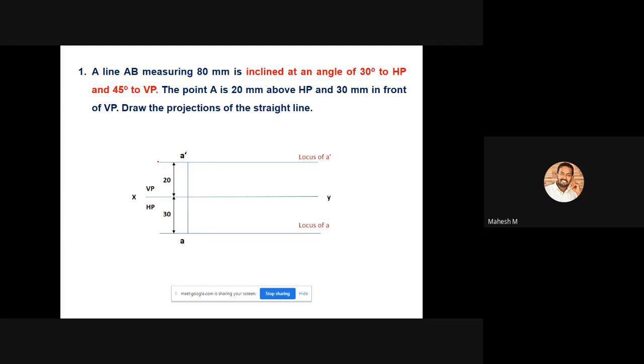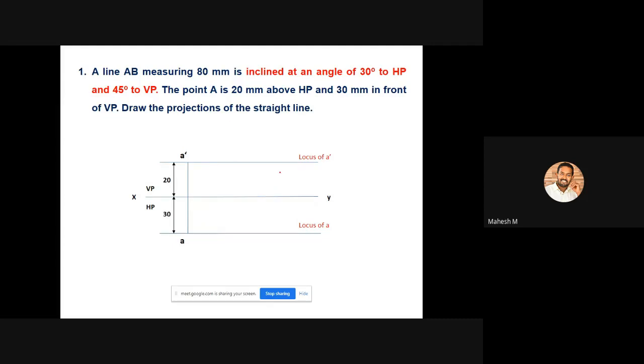So you have created a horizontal line with a distance of 20 mm and also with a distance of 30 mm. Next, you can create the vertical line. It is an imaginary one, so you can pick the vertical line wherever you want, maximum on the left side. If you are creating this vertical line, it will cross the two horizontal lines at a point. These two points can be named as A dash and A.